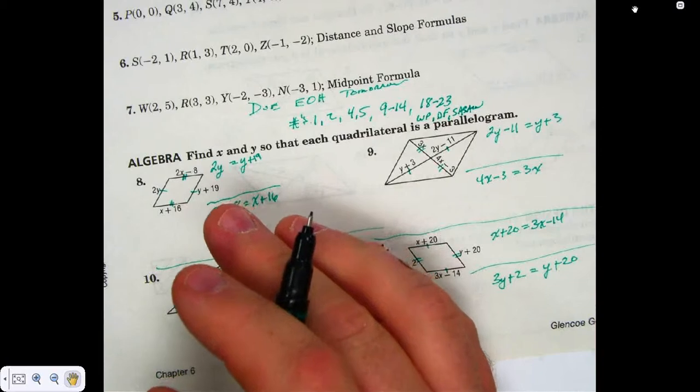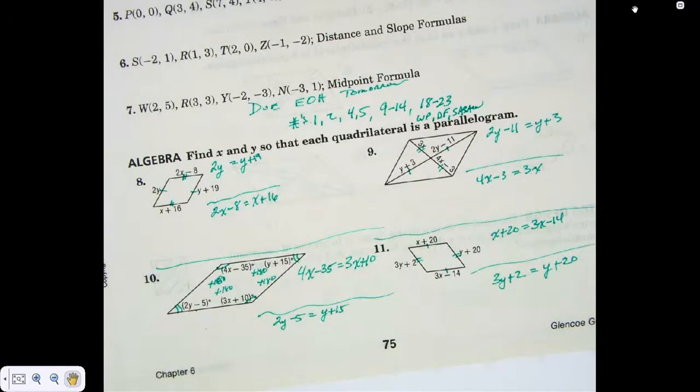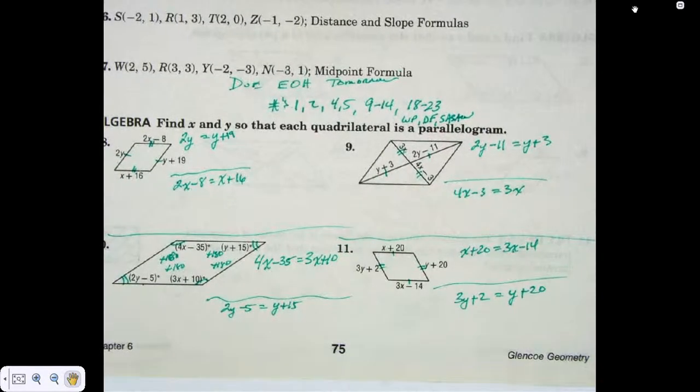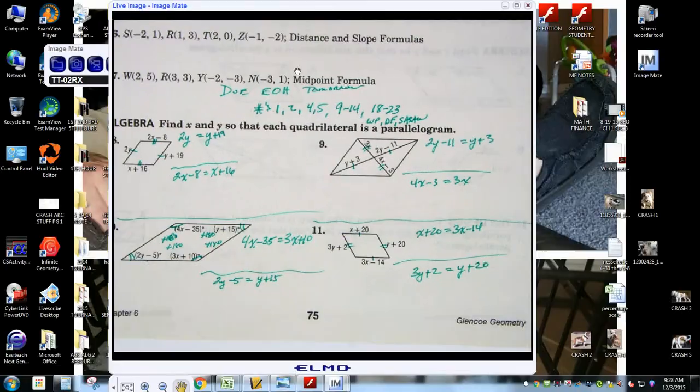Now we're going to stop right there. Like I said, in some ways it's just redoing stuff we did yesterday. So we ought to do pretty well.